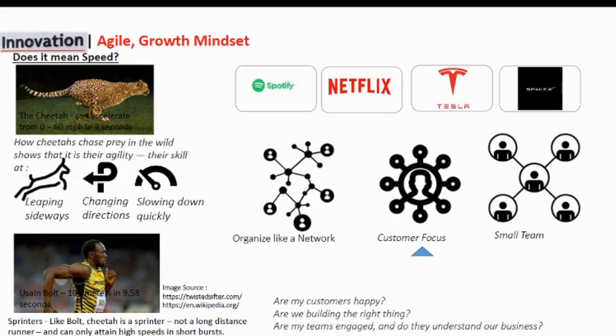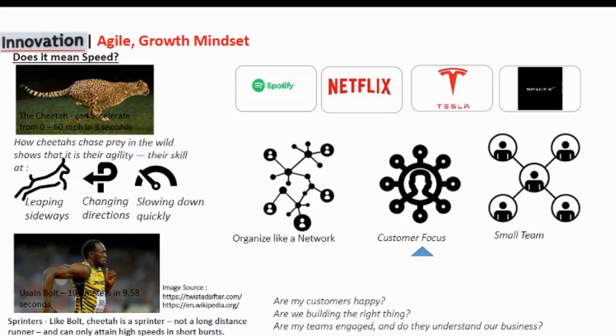If we look at humans, Usain Bolt, the fastest man on earth, and the sprinters you study, it's very clear they can only attain high speeds in short bursts. So that's the principle we want to be clear about. Agile is about this multi-dimensional approach: maintaining a growth mindset, able to change course faster and in the direction of where the customers go.